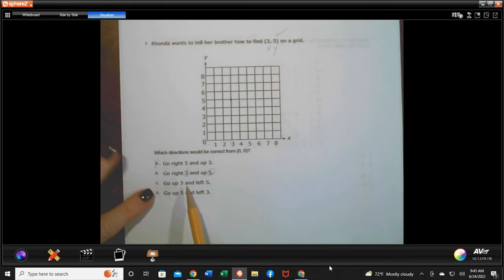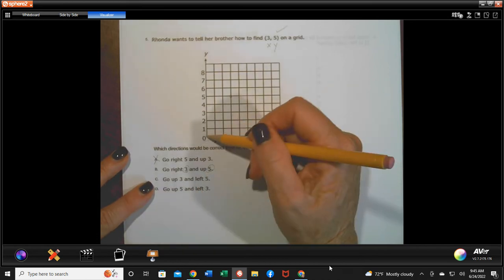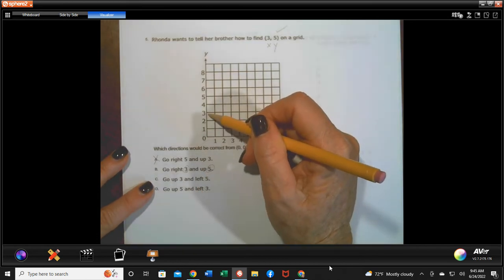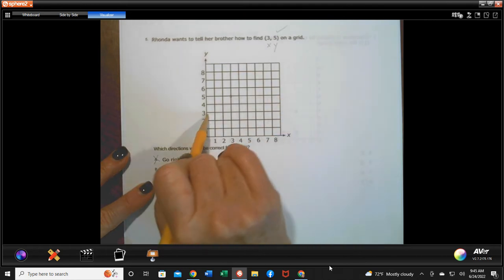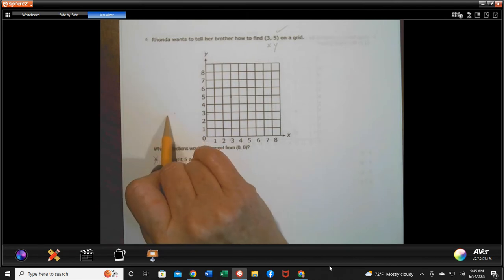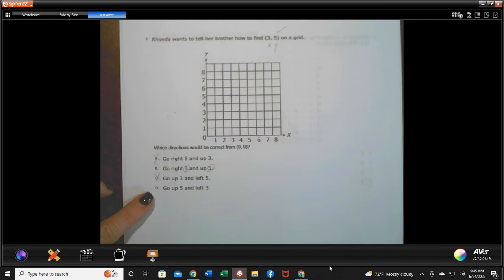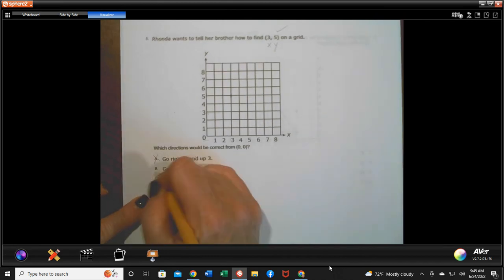All right, let's see what's wrong with C. C tells us to go up to the 3 and left to the 5. Well, first of all, we never travel on the Y axis first. And second of all, we aren't studying quadrant 2. We've talked about it, but we're not studying the points in quadrant 2, so that's not correct. And the same thing is wrong with D. Okay, so your correct answer is B.